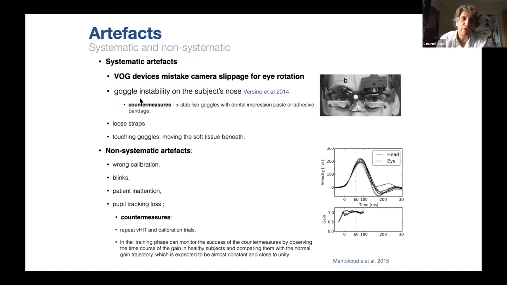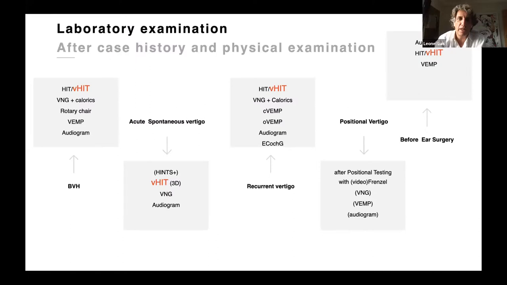Look for the stability of the goggles on the subject's nose and try to avoid slippage, okay? Because like I said before, these cameras mistake camera slippage for eye rotation. If this happens, if you're touching the goggles or if you're moving the soft tissue beneath, then try to calibrate again, try to attach the camera better, okay? This is very, very, very important. And don't forget, if you had impulse test, yes?